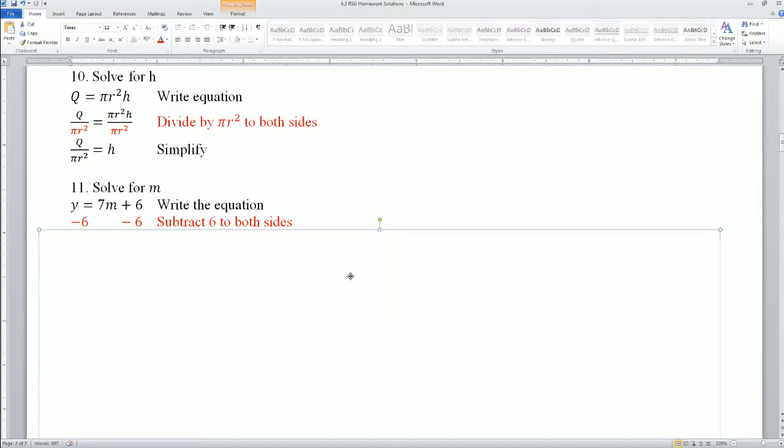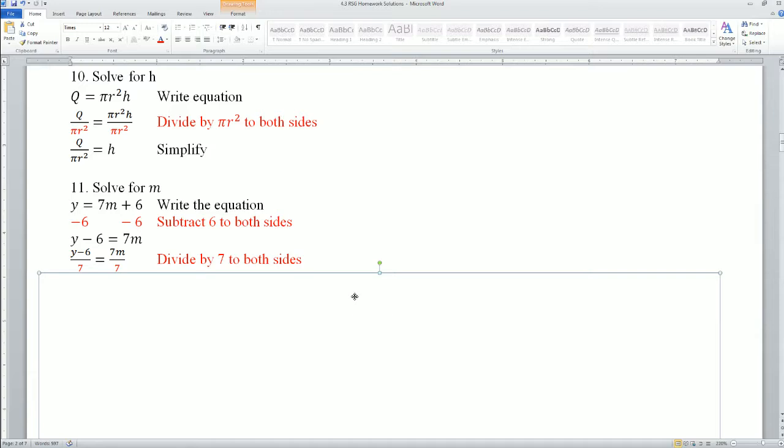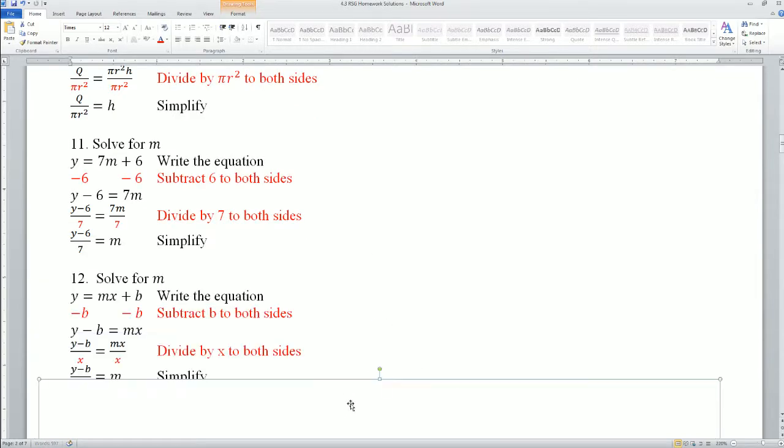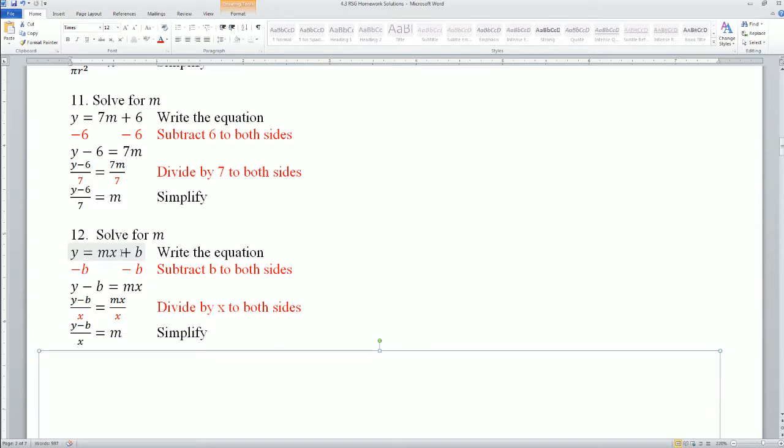Number 11. I'm going to solve for m. y equals 7m plus 6. Subtract 6 from both sides. Then divide by the 7 on both sides. I get y minus 6 divided by 7 equals m. Okay? Number 12. Here's the original equation, y equals mx plus b. Subtract b from both sides, you get y minus b equals mx. To get m alone, divide by x on both sides, you get y minus b divided by x equals m.